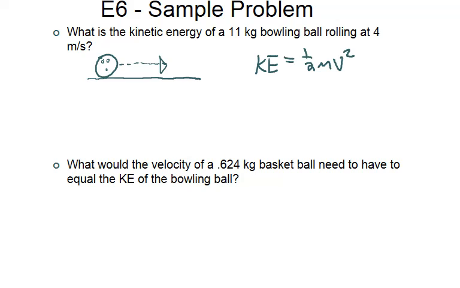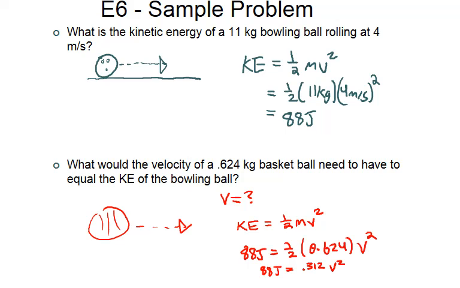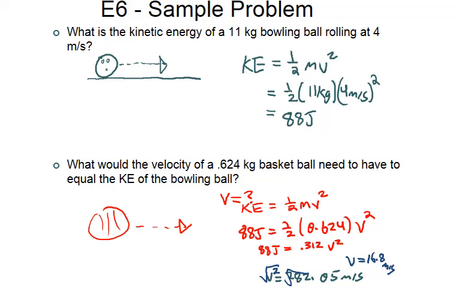Okay, so you should have gotten 88 joules for the kinetic energy of the bowling ball, and then to get the speed of the basketball, it's the 88 joules, and we set everything up there. We have to be careful with the algebra here because the speed is squared. So take the square root of 282.05, and you should get 16.8 meters per second. So quite a bit faster, right, to be able to get the same amount of energy, because there's so much more mass for that bowling ball.